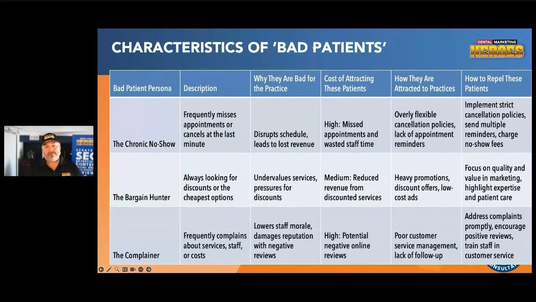How do you repel these? Address complaints promptly. Don't let them sit. Encourage positive reviews, and train your staff in customer service. I think this is one of the highest things that you can do in order to augment patient experience: train your staff really well in how to handle customers. This is common in retail. It's less common in dentistry.